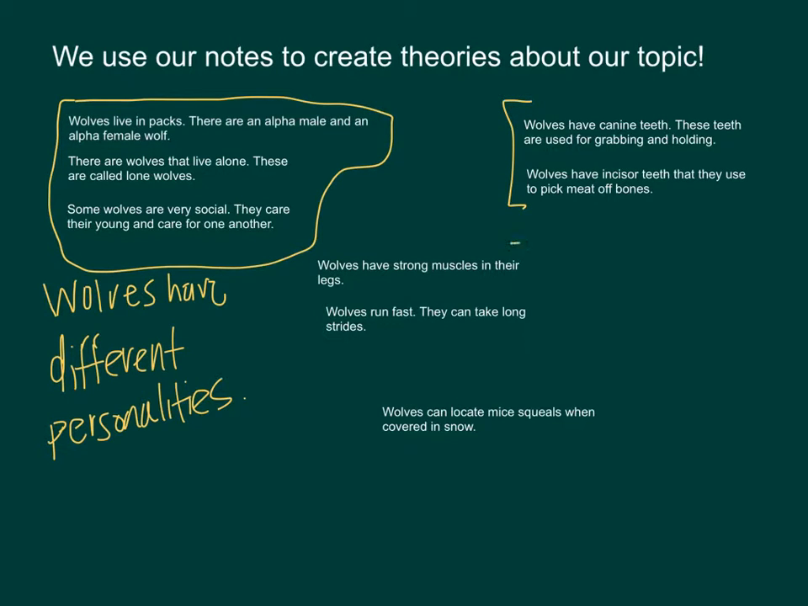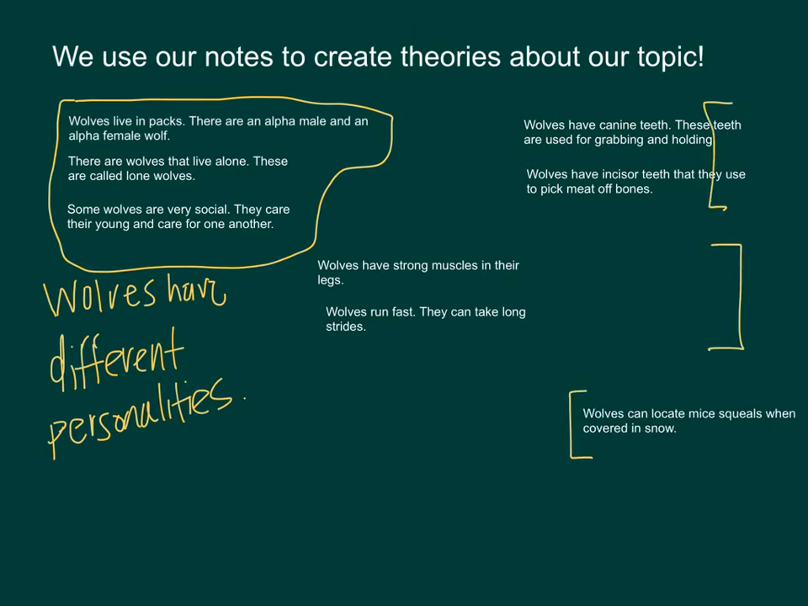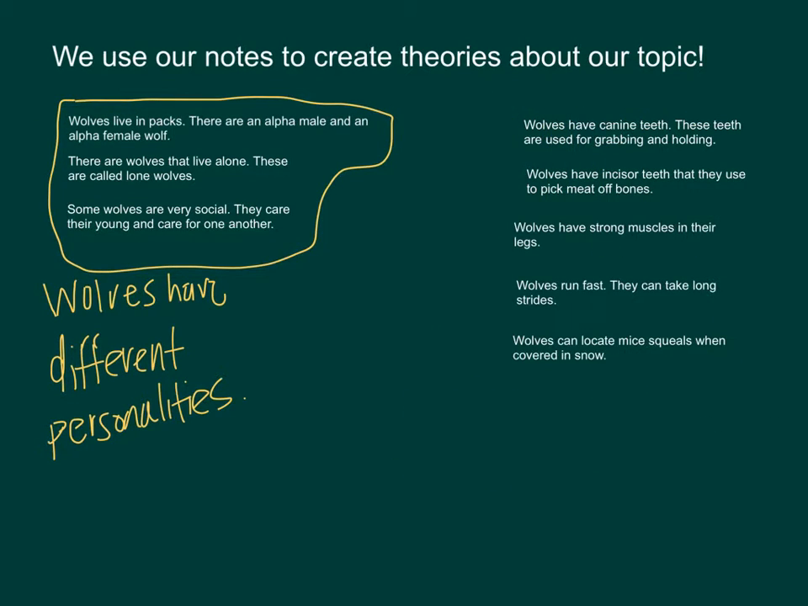Now I still have some Stop and Jots about wolves' teeth. I have them about their legs, and then I have them about wolves locating mice. Can anyone see anything common with these three different sets of notes? Turn and talk to your partner now. Readers, as I look at these three different sets of notes, I notice that they all have to do with a wolf's hunting ability. And so I think that I could even put these three sets of notes together. Readers, I'm going to read them one more time, and I'm going to think what they're all about, or what theory I can create with them. What do they have in common?